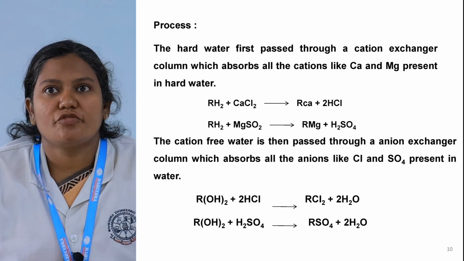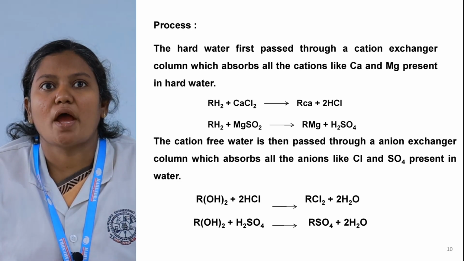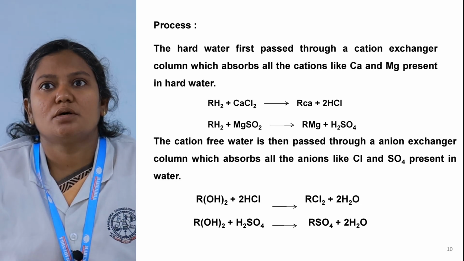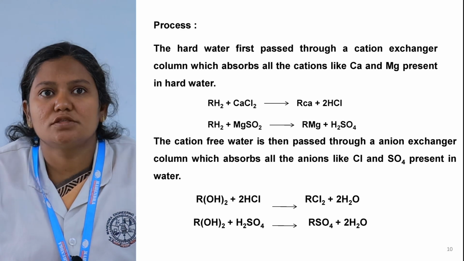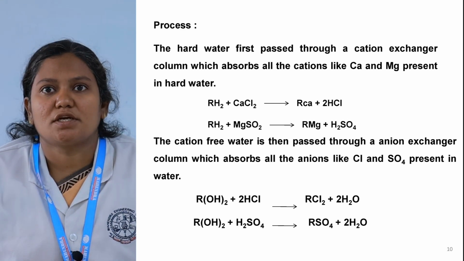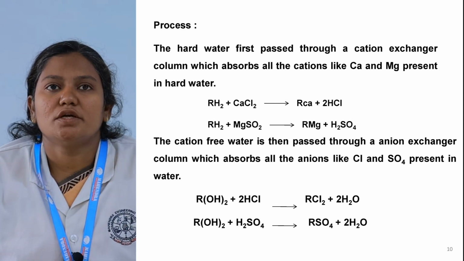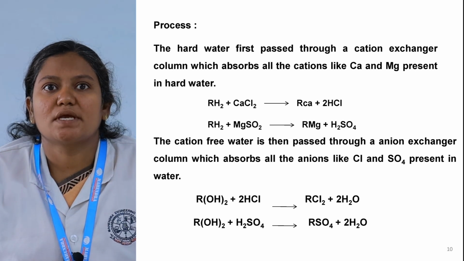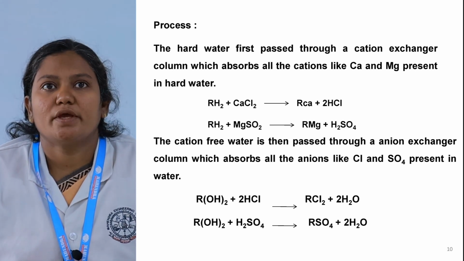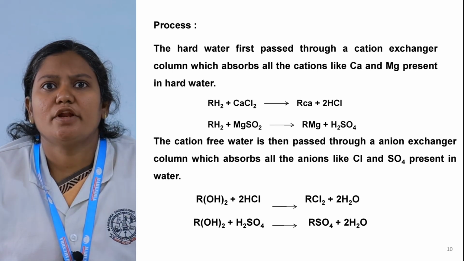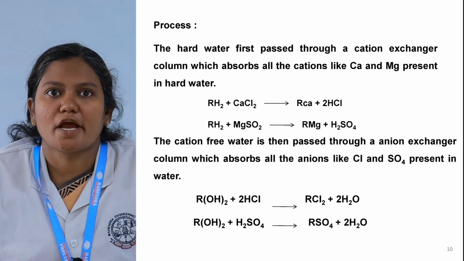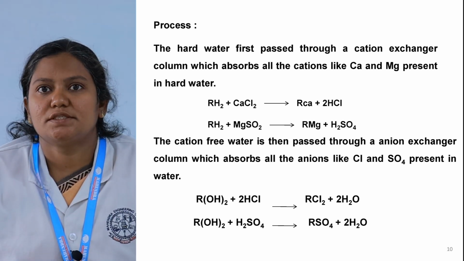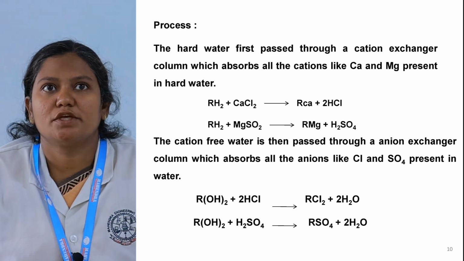The water that is free from cations is passed through an anion exchange column, which absorbs all the anions like chloride, sulfate, etc. present in the water. Now the water is free from both cations and anions. A few examples of anion exchanger resins: ROH2 plus HCl reacts to give RCl2 plus H2O.